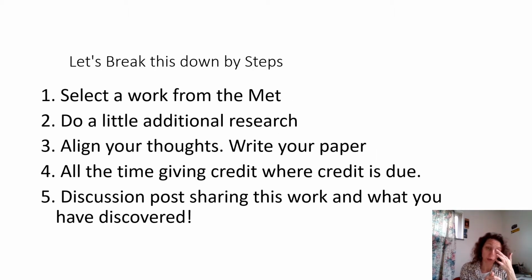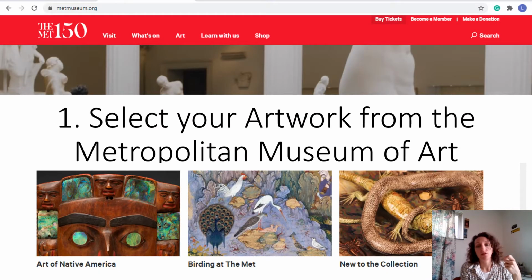So that brings us to how I'm going to break down all this information, which is basically in 5 quickish steps of what you're going to do. The first thing you're going to do is select a work of art to write your essay about, for this writing assignment, from the Metropolitan Museum of Art. Your selection must come from the Met. You cannot say, well, my sister painted this painting and I think it's beautiful, so I'm going to write my essay about it. It has to come from the Metropolitan Museum of Art.